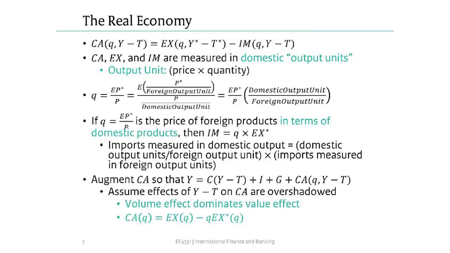I just gave you an expanded framework to understand the current account. Number two, how to rewrite imports in terms of Q times EX star. So let me give you the intuition of why we can write it this way. If you recall from last few weeks, real exchange rate is defined in the following way. Q equals EP star over P.